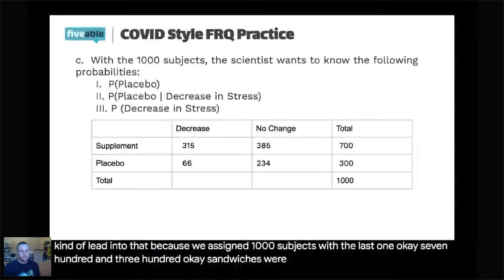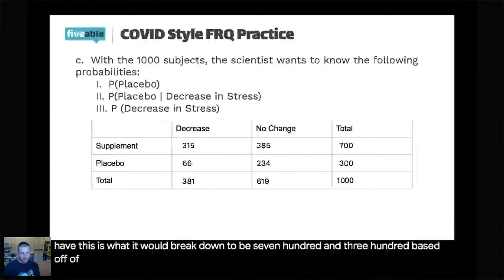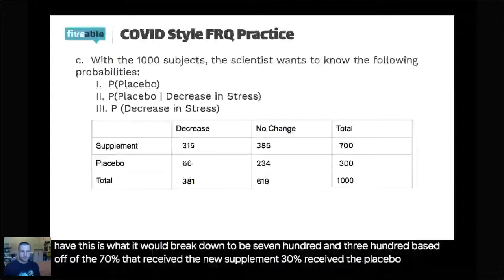Well, let me go back now. Using the percentages you would have, this is what it would break down to be: 700 and 300, based off of the 70% that received the new supplement, 30% received the placebo. I don't know why it's not letting me go back. Here we go.